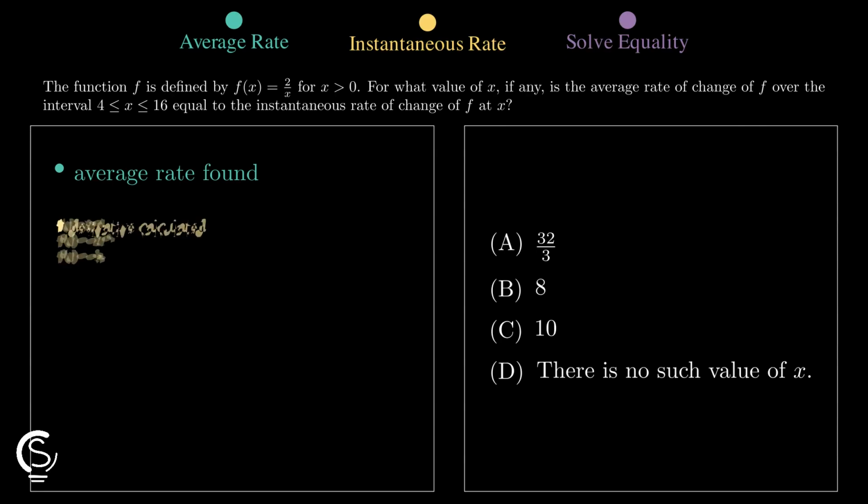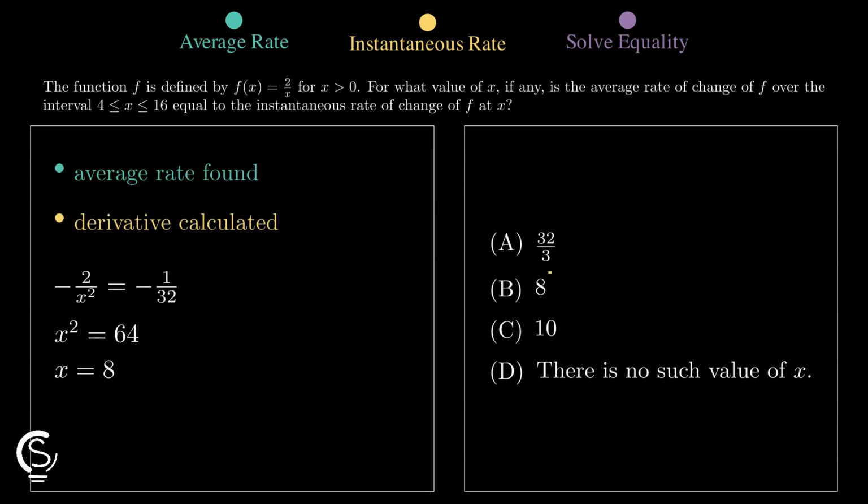Finally, set the derivative equal to the average rate we found earlier. Solve the resulting equation for x to identify the point where the rates are equal. Boom, 8.